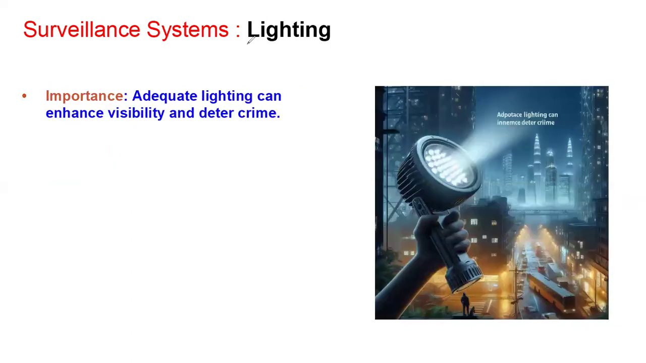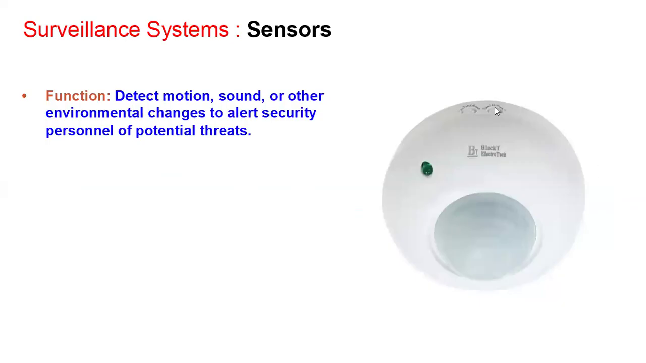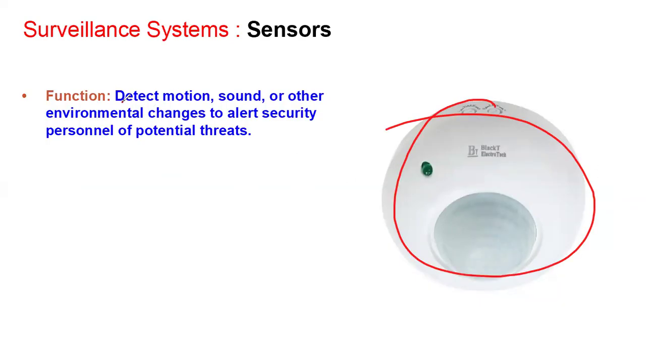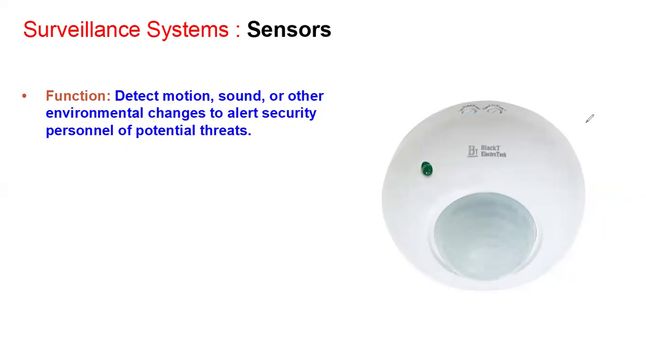Then we should make sure we have adequate lighting to see clear faces and what is going on inside or outside your premises. Adequate lighting enhances visibility to deter crime. You should place sensors as well. What is the use of a sensor? It detects motion, sound, and other environmental changes to alert security personnel of potential threats. Sensors play a very important role in avoiding harm to your building.